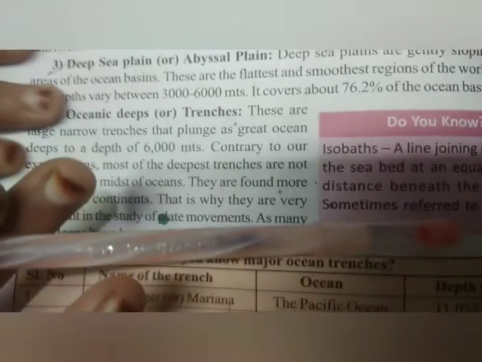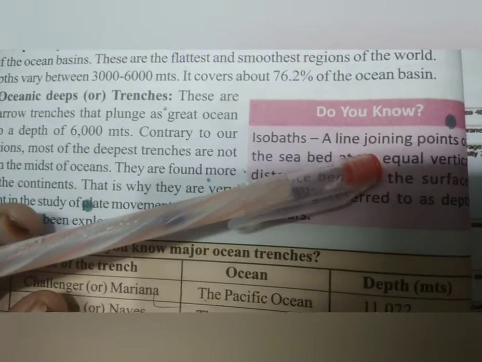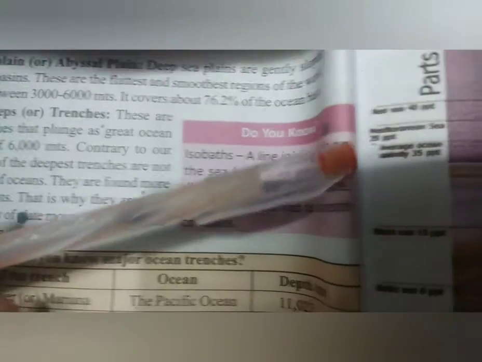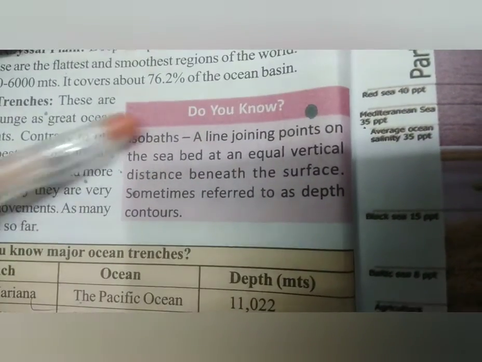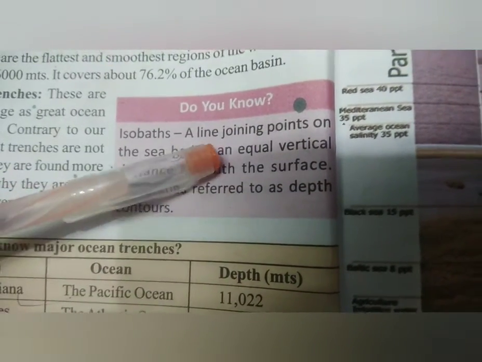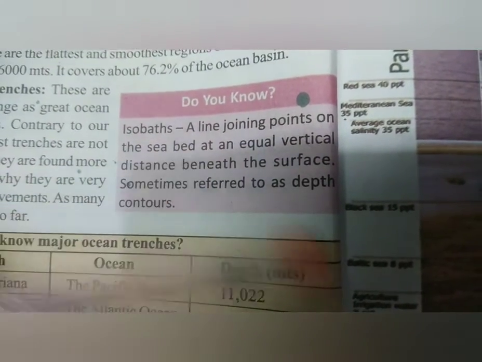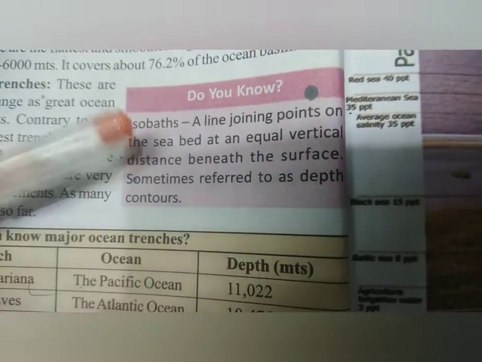Now see here. Now see what is isobath. A line joining points on the seabed at an equal vertical distance beneath the surface. So what is the isobath here? A line joining points on the seabed at an equal vertical distance beneath the surface, sometimes referred to as depth contour, is known as isobath.